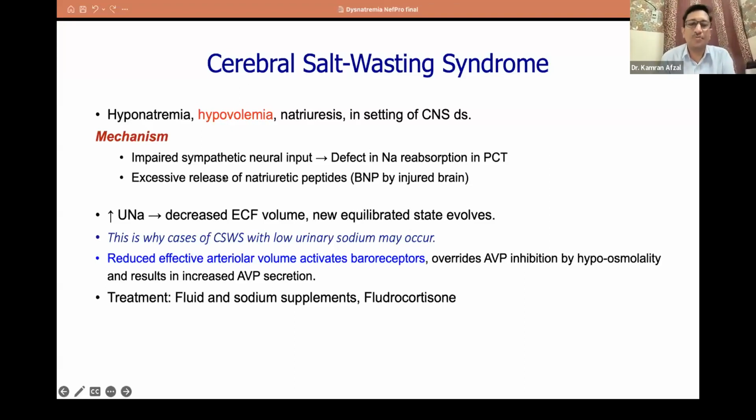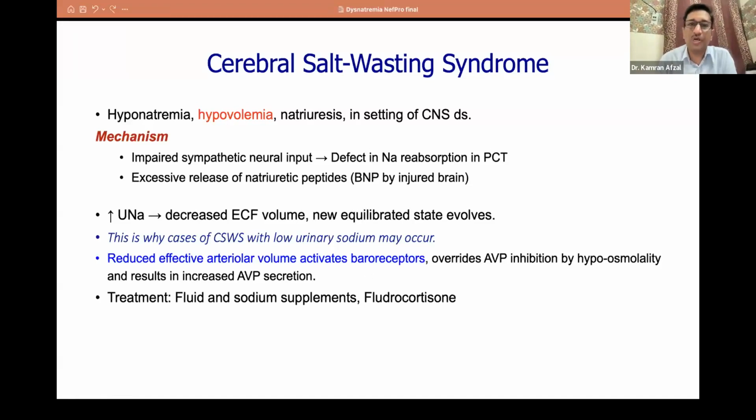The mechanism for cerebral salt wasting is not clear, but probably it is because of release of brain natriuretic peptide by the injured brain. And often it is also believed that it is because of impaired sympathetic neural input. Whatever the reason, there is an increase in the urinary sodium, which results in decreased extracellular fluid volume. And the reduced effective arterial volume results in activation of baroreceptors that result in overstimulation of AVP secretion. So despite the hypo-osmolarity, because the volume is contracted, which activates the baroreceptors, AVP secretion is high in these conditions.